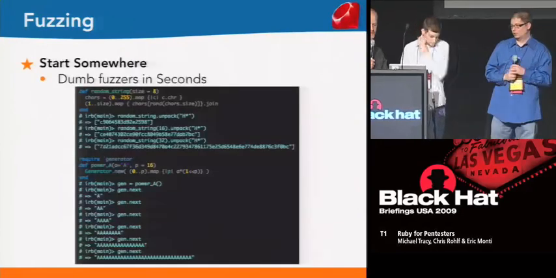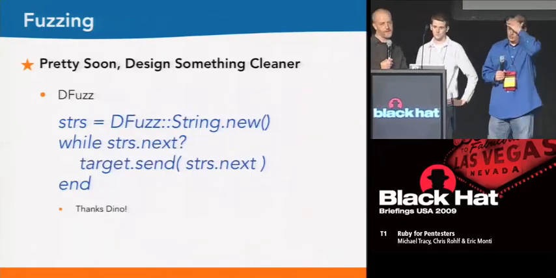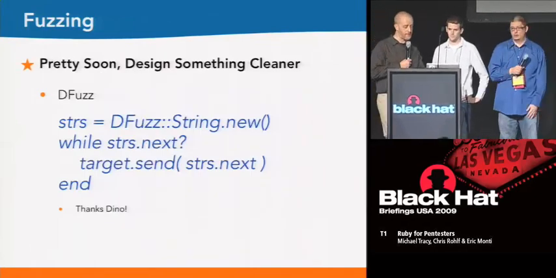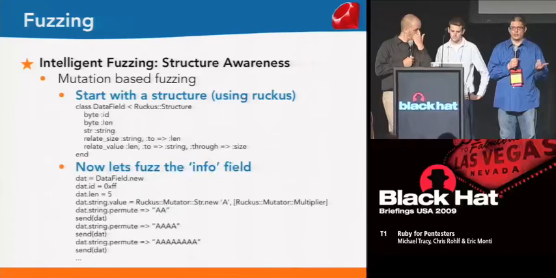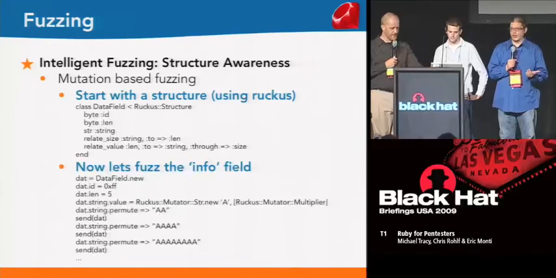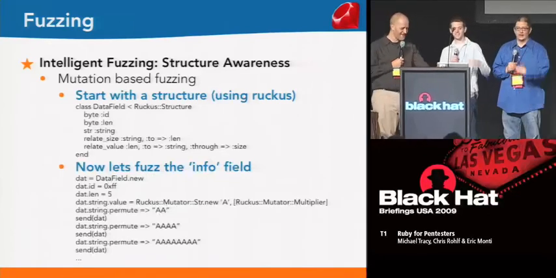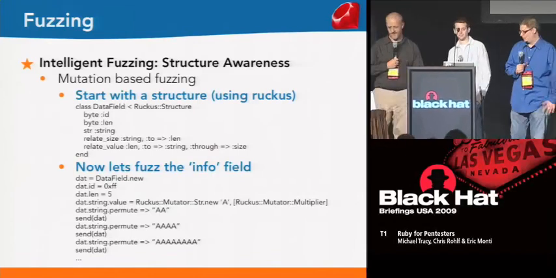Right. So we start dumb, move on to something a little bit better, and we got to give a nod to Dino here because we talked about defuzz, which is something that we use a lot that Dino wrote. So we basically start with a 3-line stupid Ruby fuzzer that just injects. Let's just skip to the intelligent stuff. Yeah. All right. So now we're at the intelligent stuff. Intelligent fuzzing. Back to Ruckus.